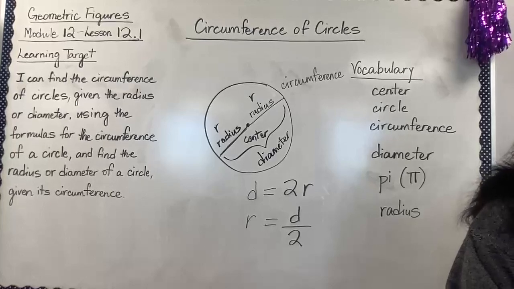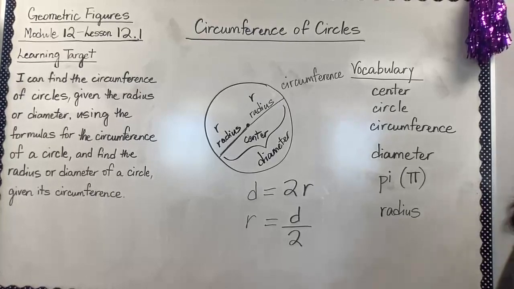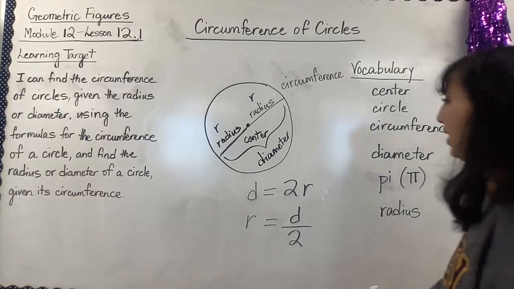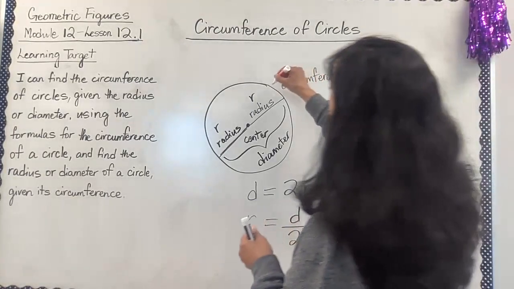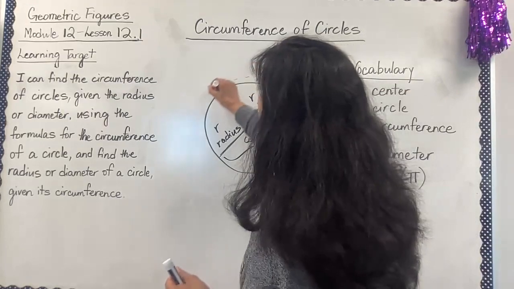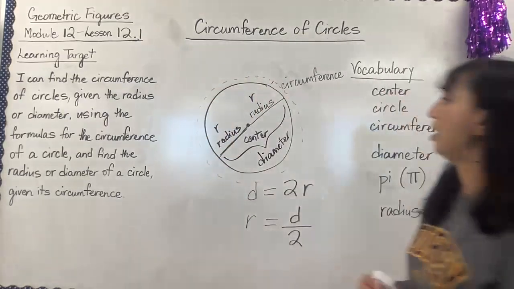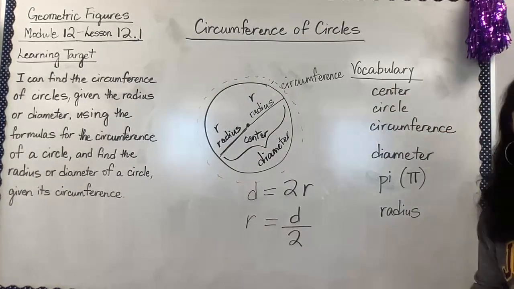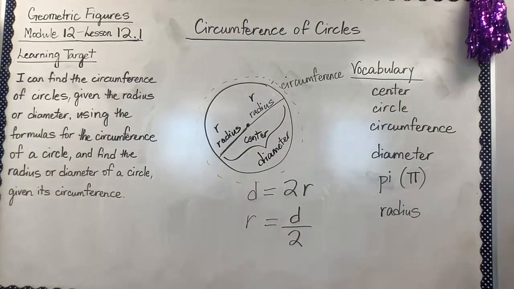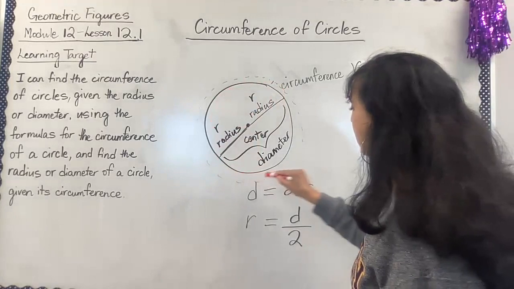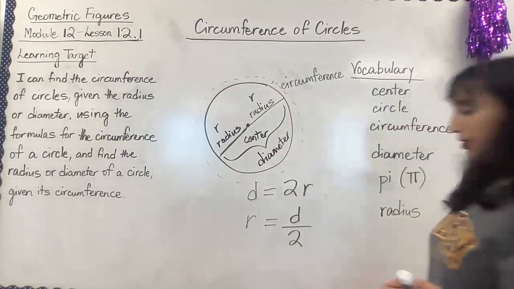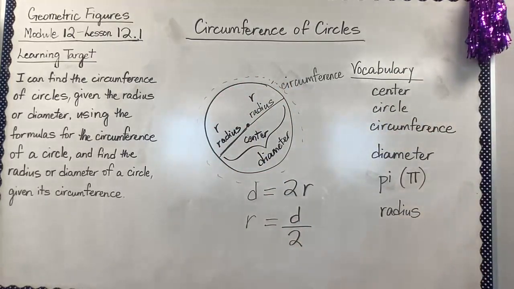Okay, so what is the circumference? Circumference, as we just talked about, is the distance around a circle. Let's say we are starting here. This whole distance around the circle is called the circumference. So this entire distance is my circumference of a circle. All right, now the circumference of a circle is proportional to its diameter.